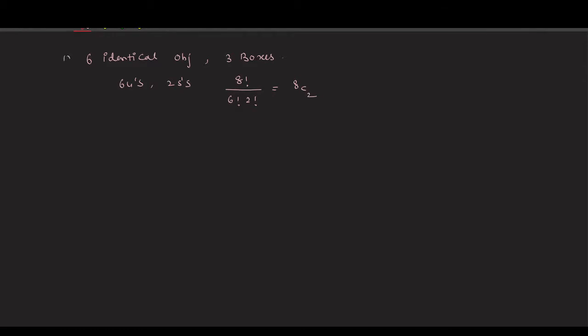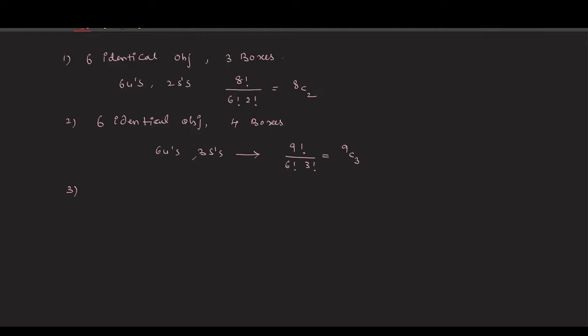Now let's see the second one. If you have 6 identical objects and you have 4 different boxes, then how many separation symbols do we need? 3 S's and 6 U's. How many ways can we arrange? Total number of letters, 9 factorial, divided by 6 U's identical, 6 factorial, and 3 S's, 3 factorial, which is nothing but 9C3. Let's see one more so that we can finalize the formula.